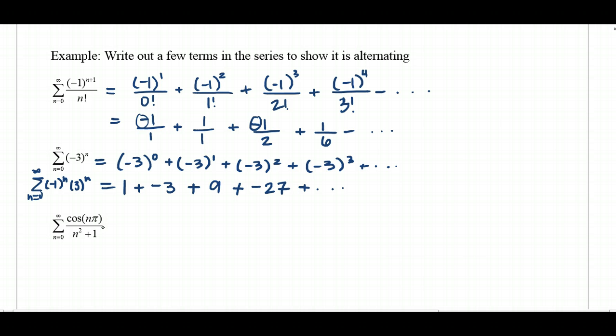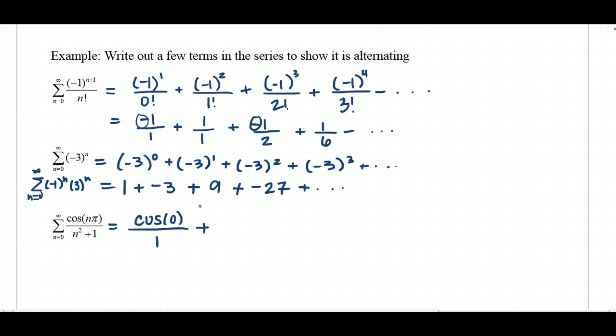But then finally, let's take a look at this last one. The sum from n equals 0 to infinity of cosine(n pi) over n squared plus 1. So we will go ahead and write a few terms out in the series. Starting with 0, I'm going to have cosine of 0 times pi, so that's cosine of 0, over, if I plug in 0, 0 squared plus 1, which gives me 1.